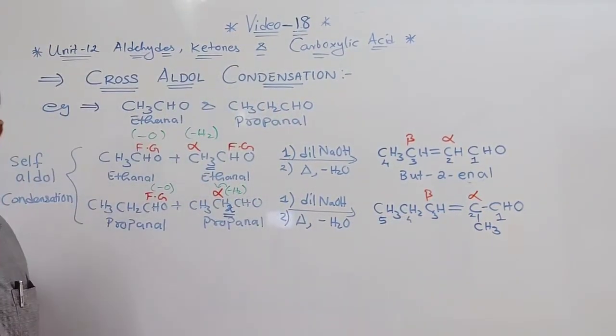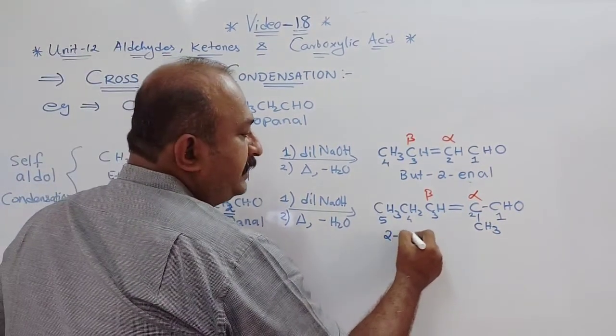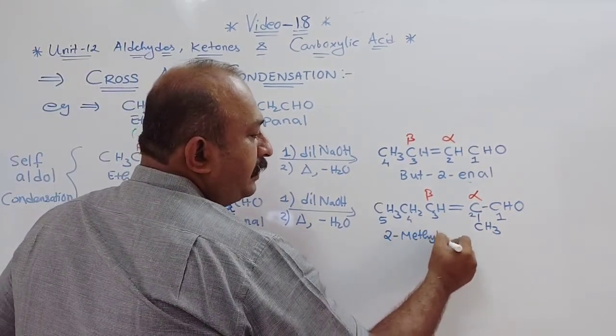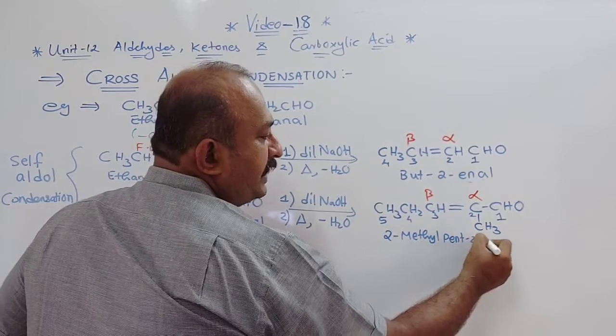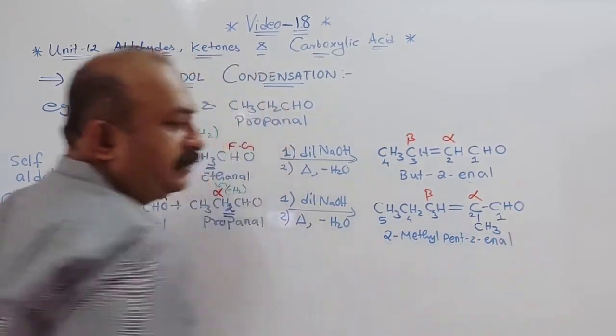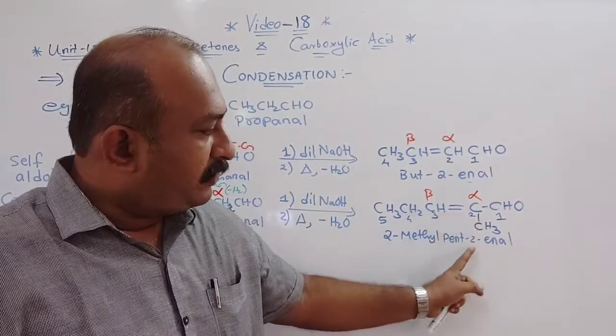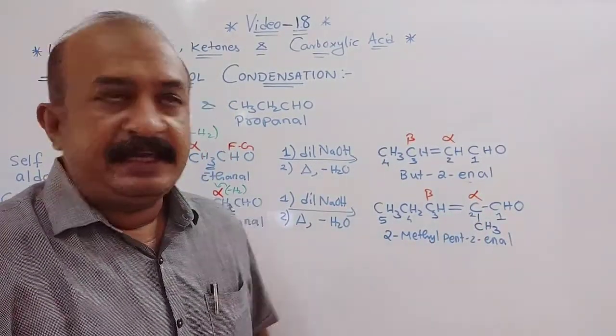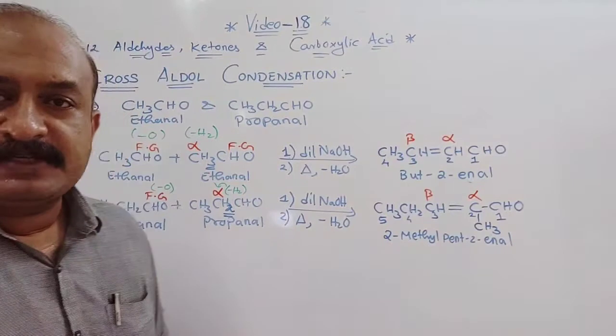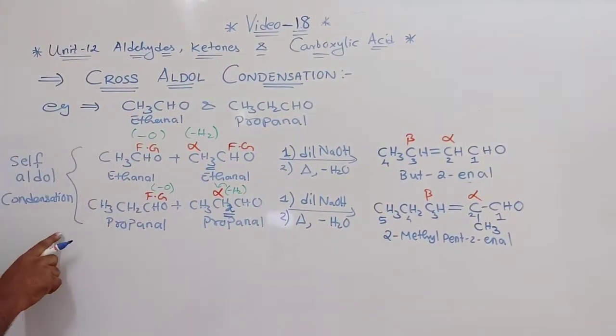Now in your textbook the name of this is given as 2-methylpent-2-enal. Okay, why? Because it is pentene, a double bond; from "ene" the E is removed and "al" is added. So I think this part is clear. This one we call self-aldol.